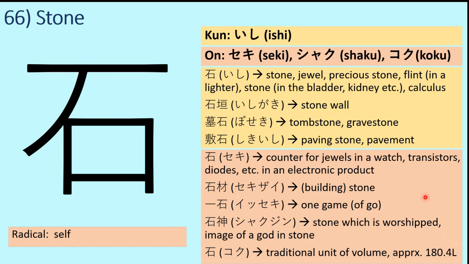The radical, it is a radical in itself, and the stroke order. This is the first stroke like this. We have the second stroke here. We have the third stroke here. The fourth stroke is these two segments, and finally the fifth stroke. So in this way, this kanji for stone will be written.